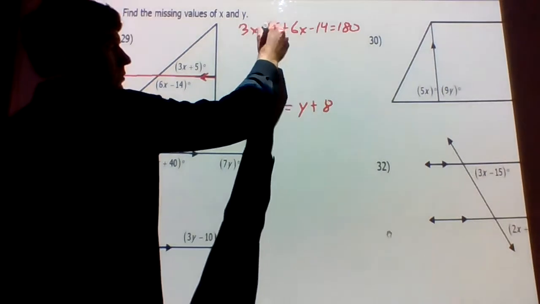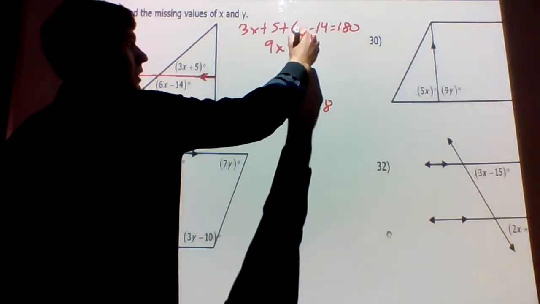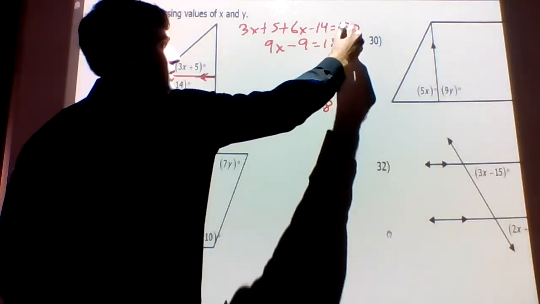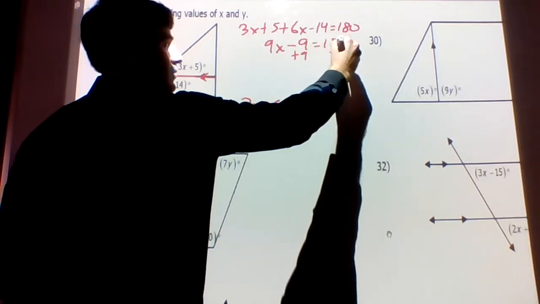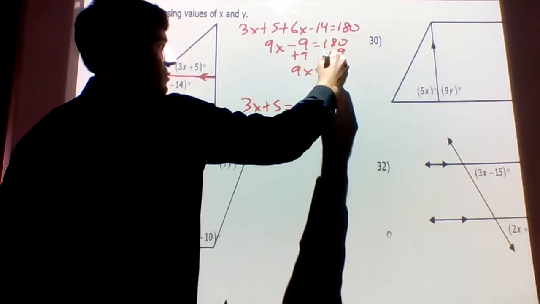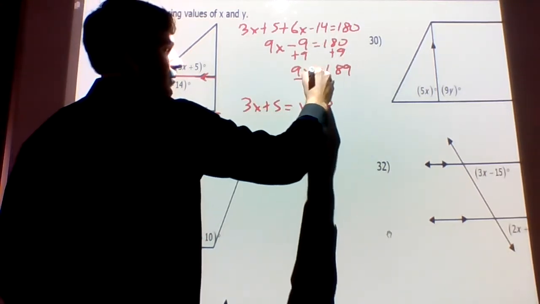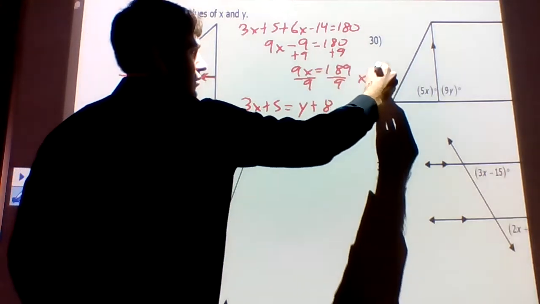So combine like terms, that's going to be 9x minus 9 equals 180. We add 9 to both sides, we get 9x equals 189. We divide by 9, we get x equals 21.